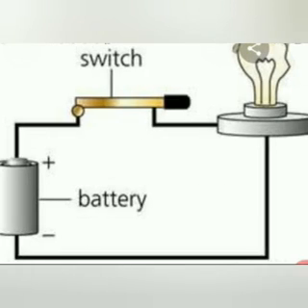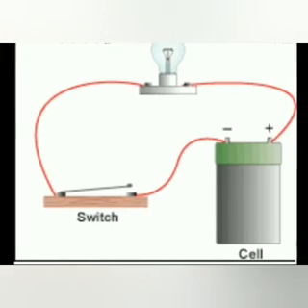So here is also another circuit. Here also you can see the switch. Now the switch is in on position. For the battery, negative and positive. When it is in the on position, you can see that the bulb is going to glow.